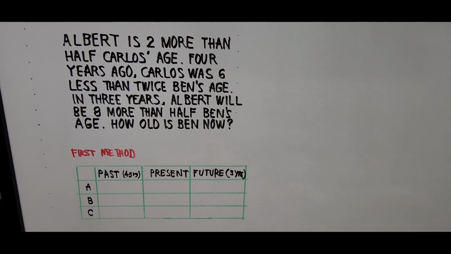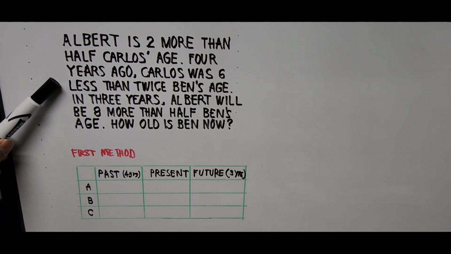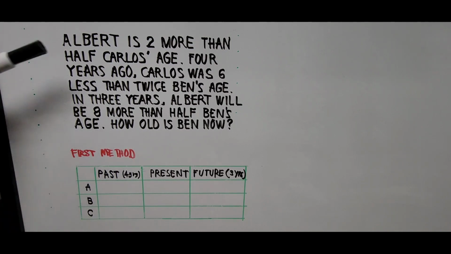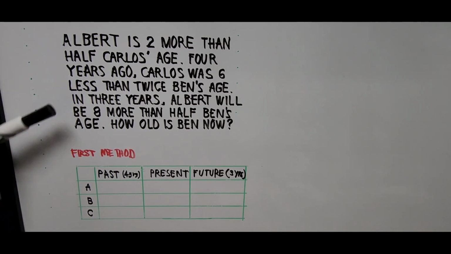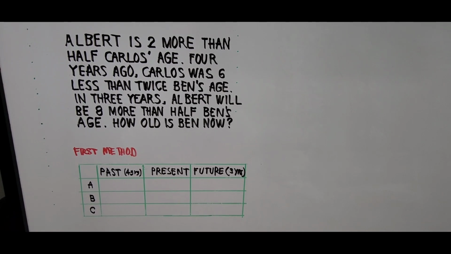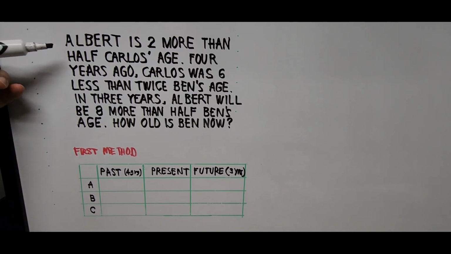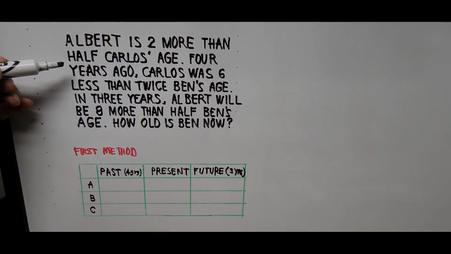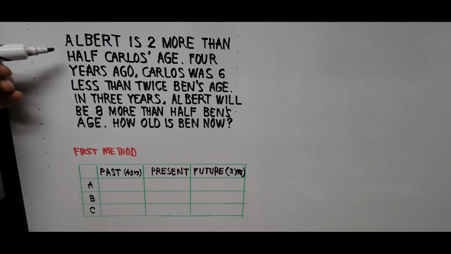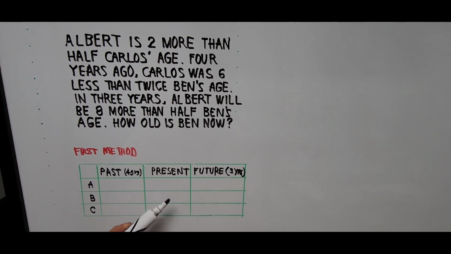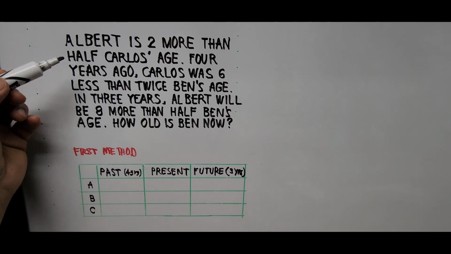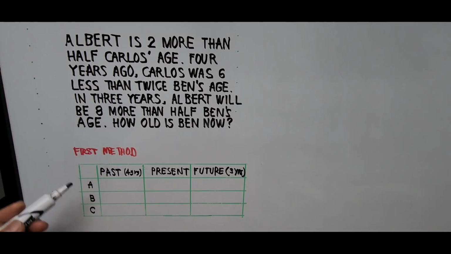And so in here, we'll be reflecting into the table exactly what's stated in the problem. We focus on the problem. The first sentence says, Albert is 2 more than half Carlos' age. So that is referring to the present. On this column right here, present tense, it says Albert is 2 more than half Carlos' age.